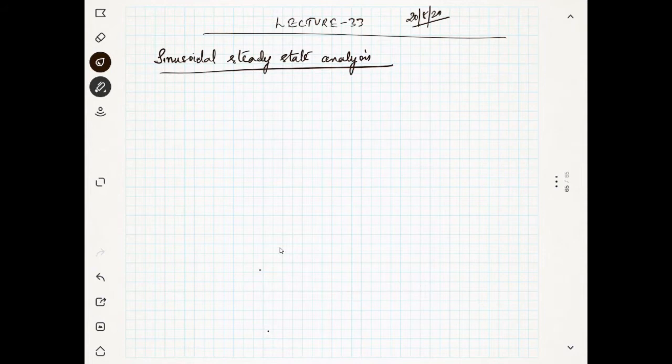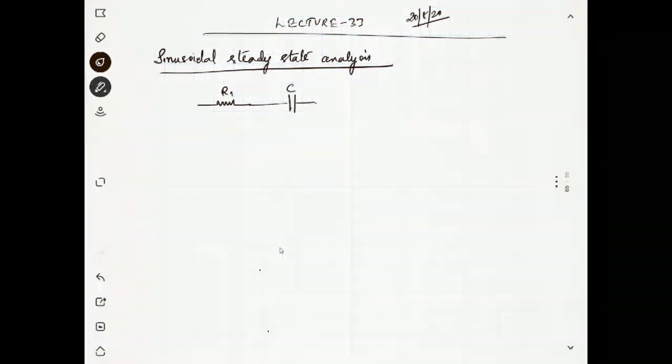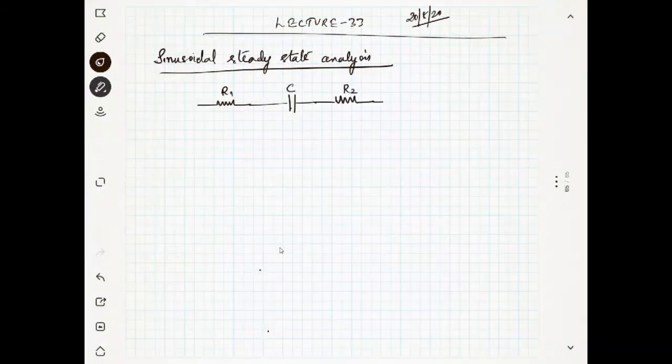If you are well experienced in solving DC circuits, then you can apply the same principle, but here we will have complex numbers. So you should know how to deal with complex numbers. I will give you an example. There is a resistance, a capacitance. We are talking about the steady state, not transients. There is an R2, an inductor L2, and another inductor L1.